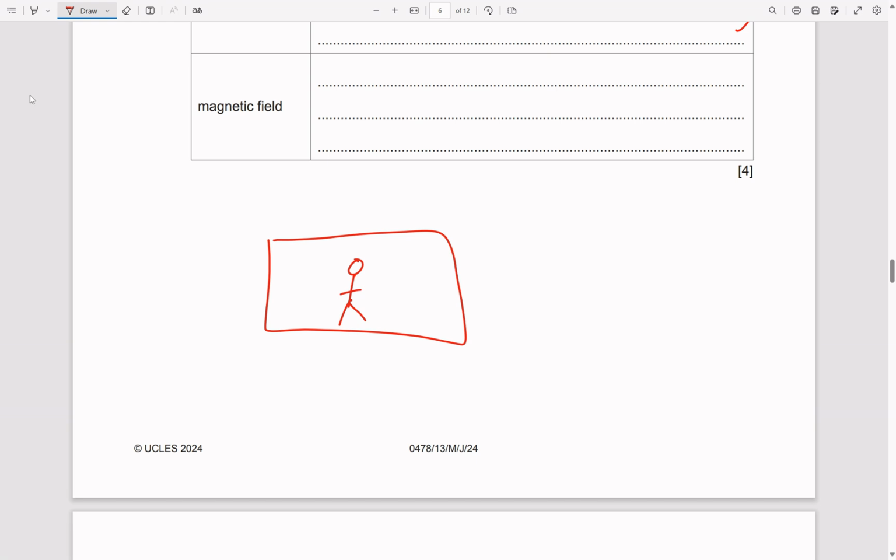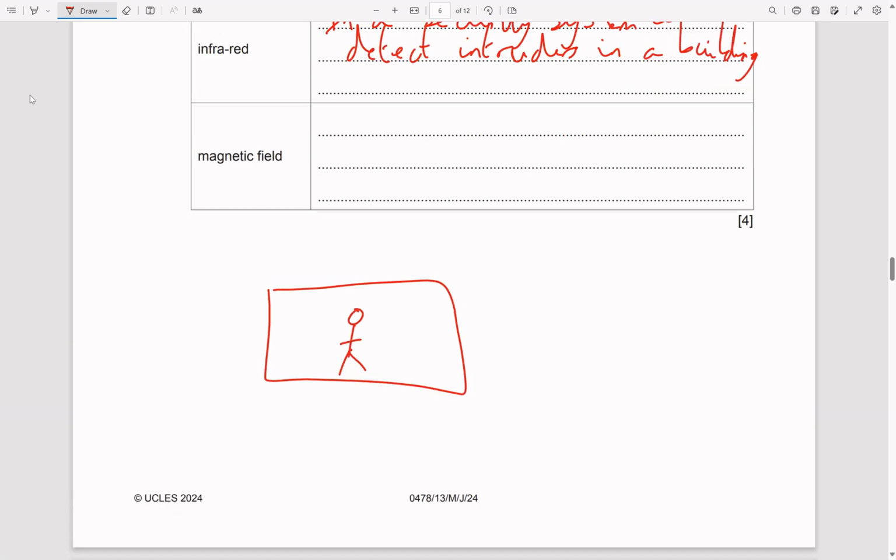So I did check the mark scheme for this, and what they say is you can use it to detect cars going in and out of a car park, because the bottom of a car is going to be metal. When that passes over the magnetic field sensor, that's how they know if a car has entered or exited. So we can just say cars entering or exiting a car park. But I think giving an astronomical example should be okay as well.